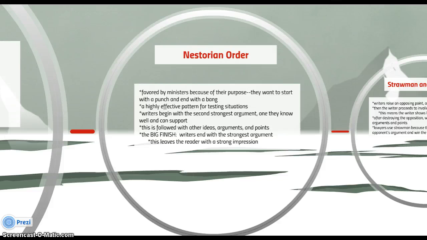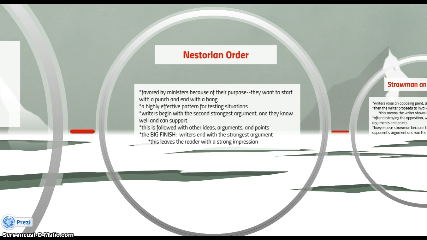Nestorian order is highly effective in testing situations. So it is crucial that you learn how to do this correctly. If you can master Nestorian order, there's not an essay writing portion on a test anywhere that you won't be able to handle easily and without having to have any kind of worry or test anxiety.